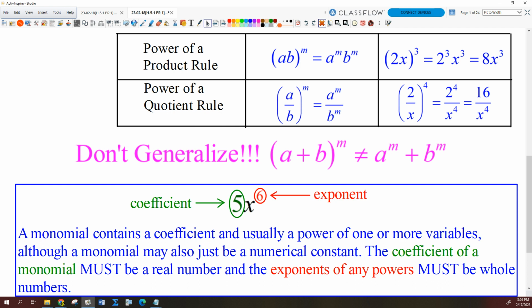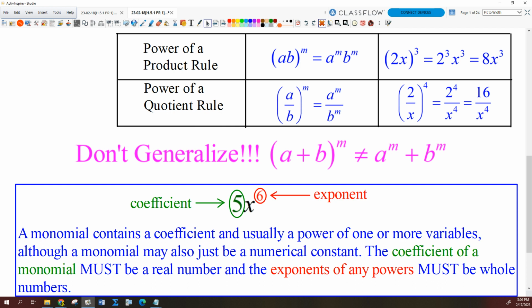As soon as you add addition or subtraction inside the quantity that's being taken to a power, you can no longer distribute the exponent. You're stuck, okay? Think about what this would actually mean. The quantity a plus b to the m, that would be like saying a plus b times a plus b times a plus b times a plus b, m times. I'd have to multiply m of those together, right?